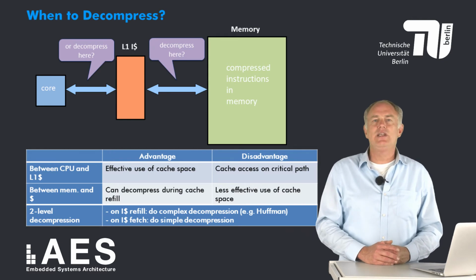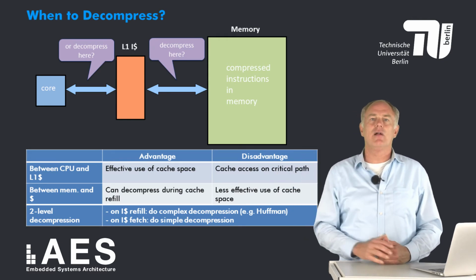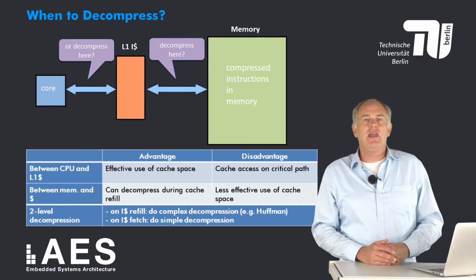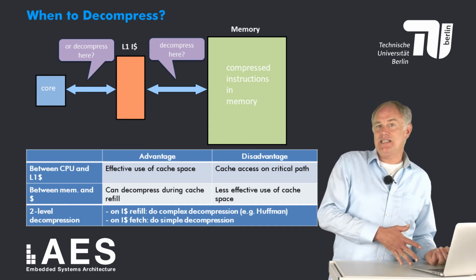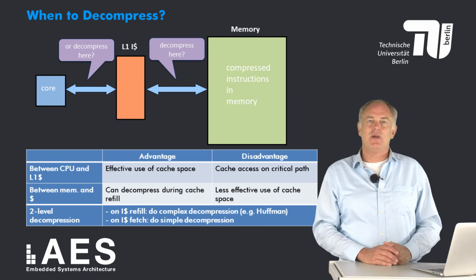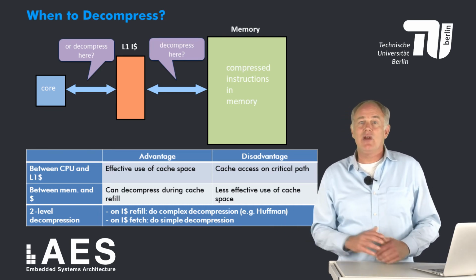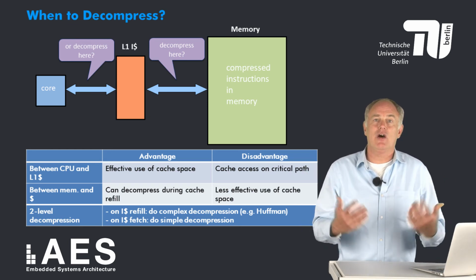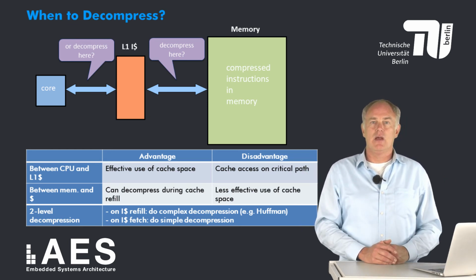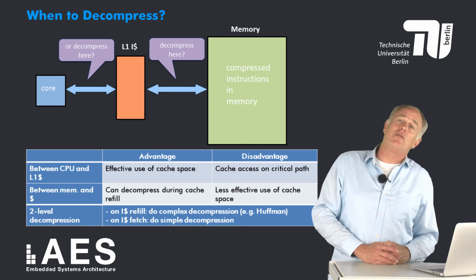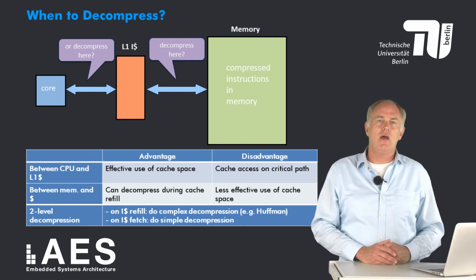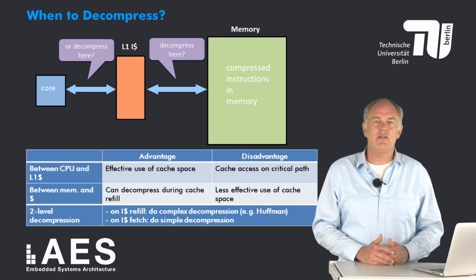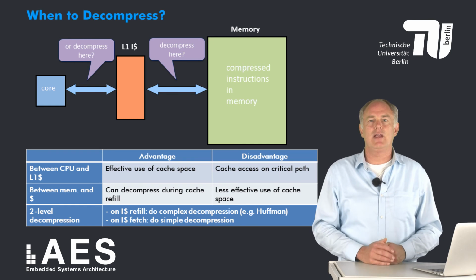Another option is to decompress during cache refill, meaning between memory and the level 1 cache. The advantage is the opposite of the disadvantage of the first approach. We can decompress during the cache refill, so we have some time available for it, so it will not kill our cycle time. The disadvantage is the opposite of the advantage of the other approach, because now we have less effective use of space because our cache contains no ops, which is of course a pity.